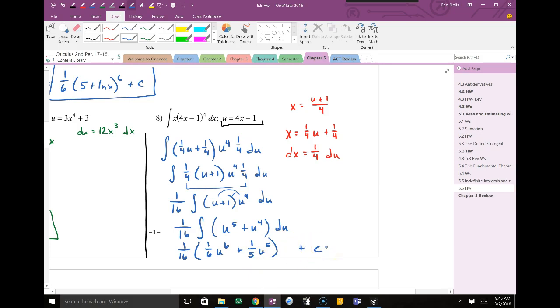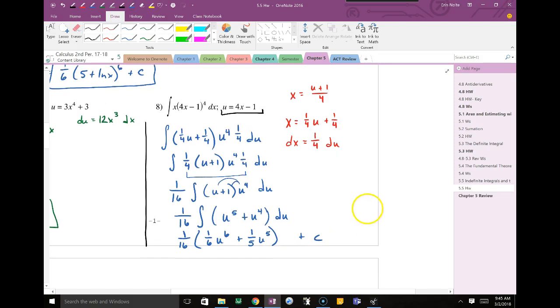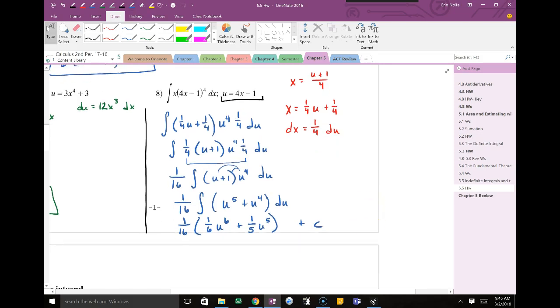And now what's my last step? Plug the u back in, right? So I'm going to have 1/16 times 1/6 times 4x minus 1 to the sixth plus 1/5 times 4x minus 1 to the fifth plus c. Now if you wanted to, you could distribute that 1/16 through, but that would be fine.